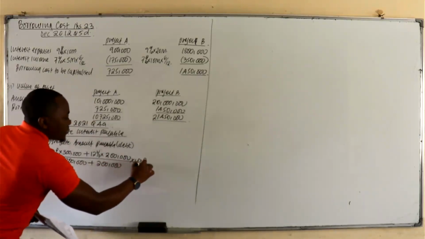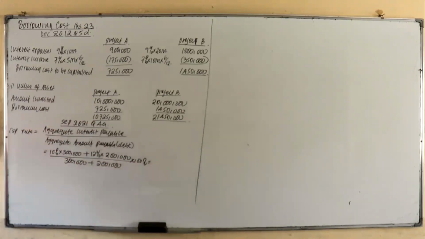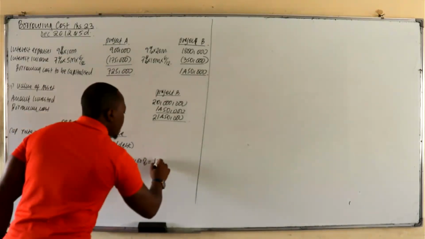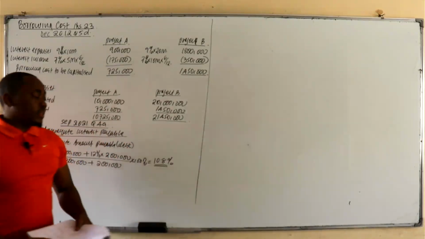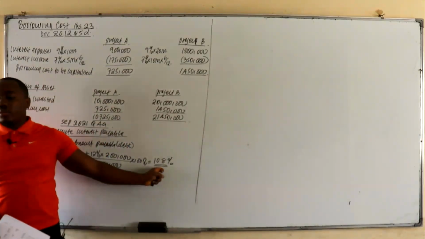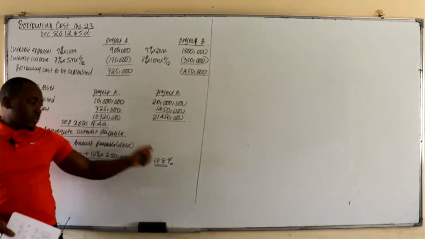Now give me that in percentage. So you take 30 plus 24. That's 54. 54 divided by 500,000 times 100%. That is 10.8%. So that means the borrowing rate for that qualifying asset we use is 10.8.